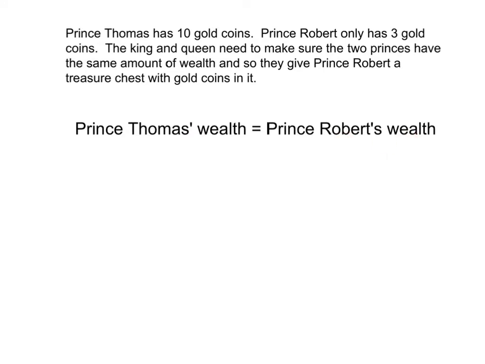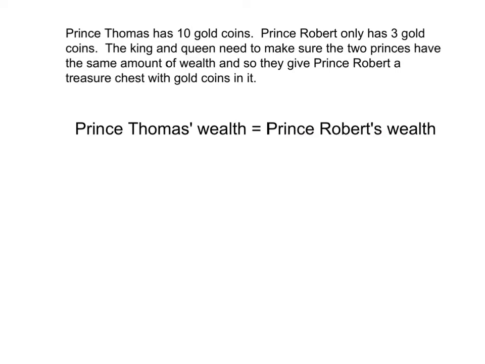Prince Thomas has 10 gold coins. Prince Robert only has 3 gold coins. The king and queen need to make sure that the two princes have the same amount of wealth. And so they give Prince Robert a treasure chest with gold coins in it. All right, let's use an equation to show the relationship of the wealth.